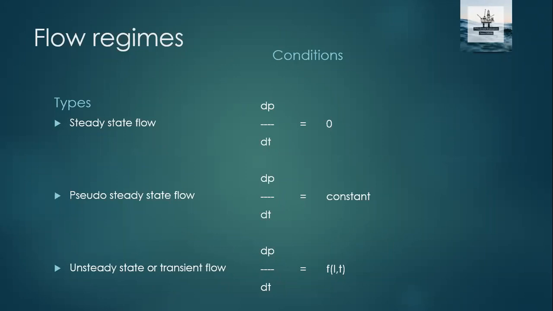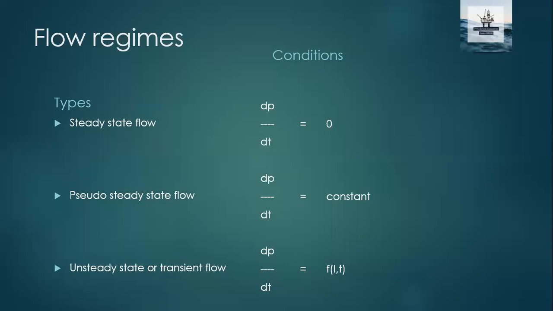First, let us discuss steady state flow. Steady state represents linear flow, something that is happening in a constant way. The condition for steady state flow is dou P by dou T equal to 0. That represents dou P, change in pressure, with respect to dou T, change in time. So change in pressure with respect to time is equal to 0.